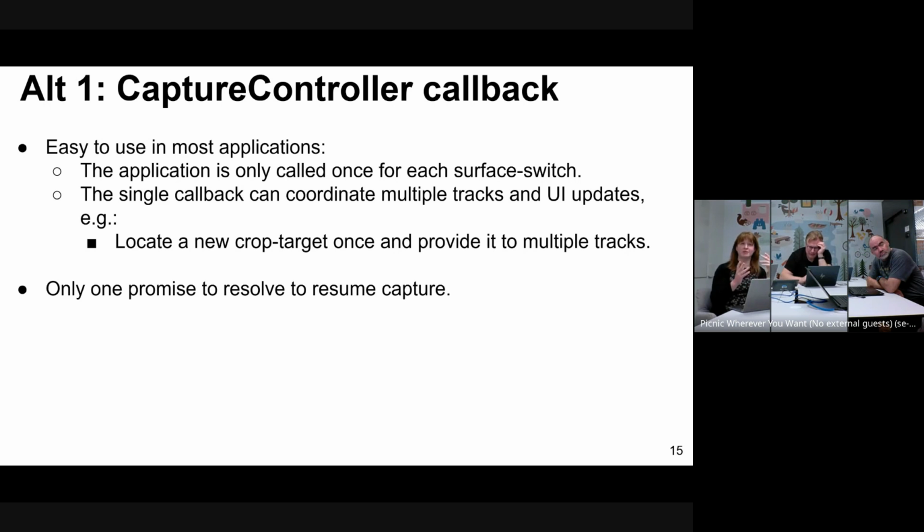One thing that we raised is that we have multiple tracks, and many of the things we want to do are actually on the tracks, but I would argue that it's easier to do that from one centralized function. For instance, if you have two tracks that you want to crop the same way, it's easy if you can look at the crop target once and then provide it to both tracks, rather than having this spread out over different events for different tracks. It's also just one promise to resolve, so it's a quite centralized, one-step solution to the problem. Yes, next slide, please.